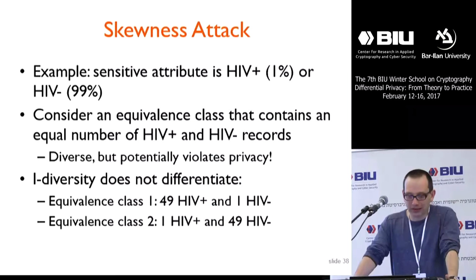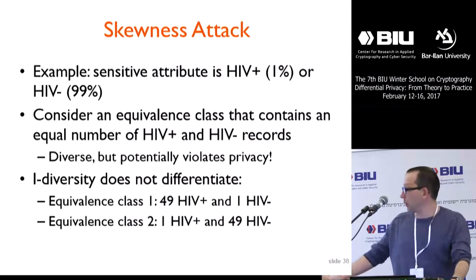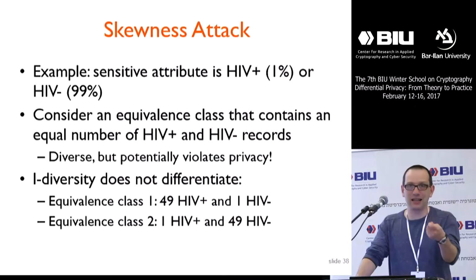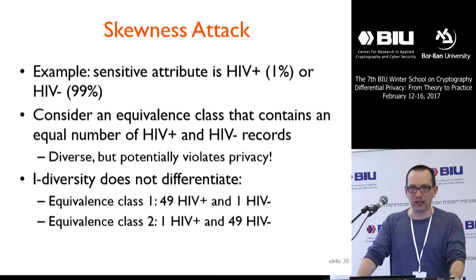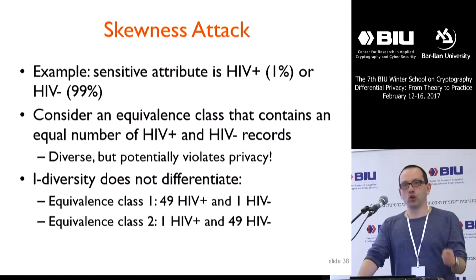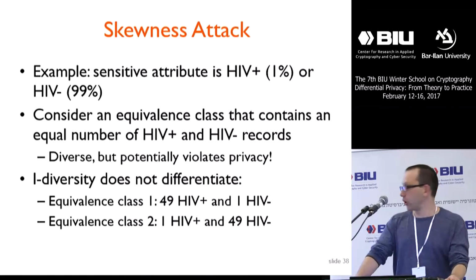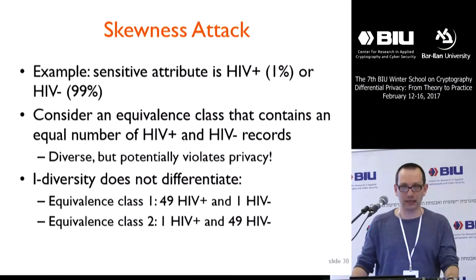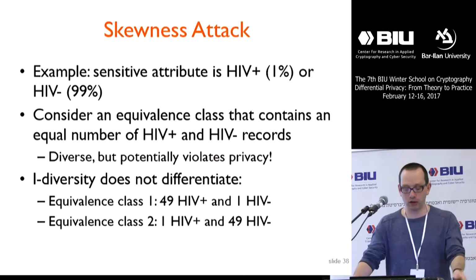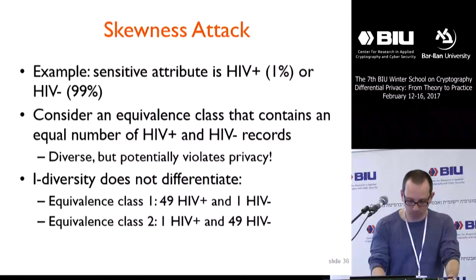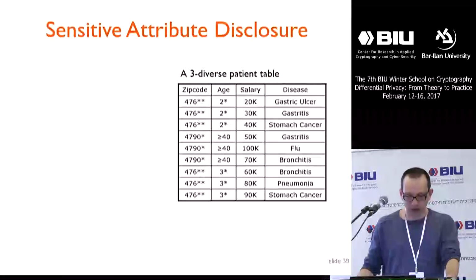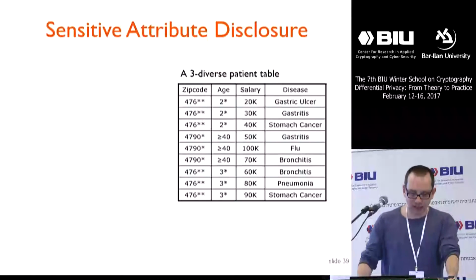And from the viewpoint of L-diversity, there is no difference between these two equivalence classes because they have exactly the same L-diversity metric, even though an attacker would learn much, much more by learning that somebody's record is in the first equivalence class than by learning that their record is in the second equivalence class. So it doesn't look at the overall distribution of sensitive values.